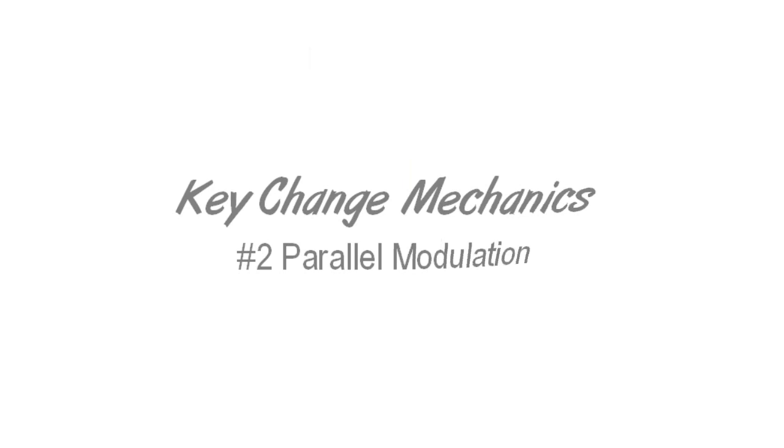Parallel modulation is all about changing between major and minor keys on the same tonic root. For example, let's say our song began in the key of C major. A parallel key change would change the tonic from C major to C minor. So the tonic root remains the same, we just change the quality of the chord built on that root from major to minor or minor to major.